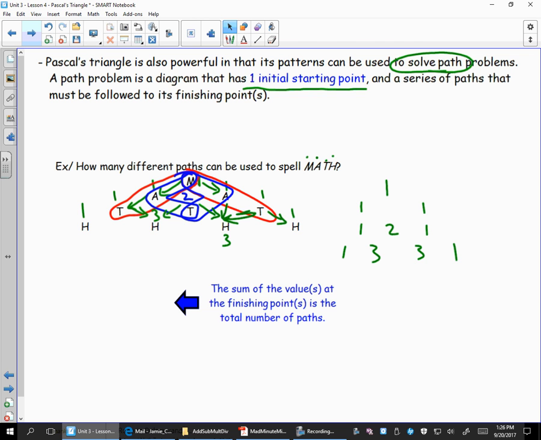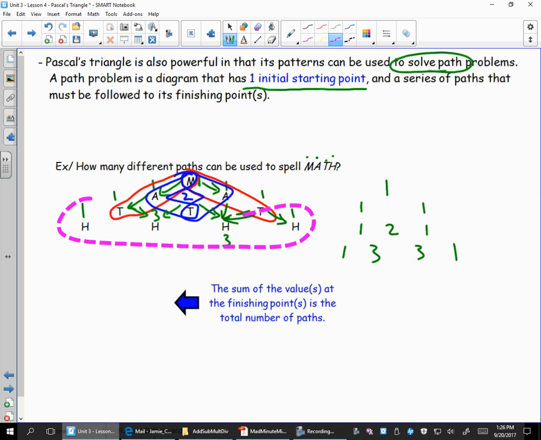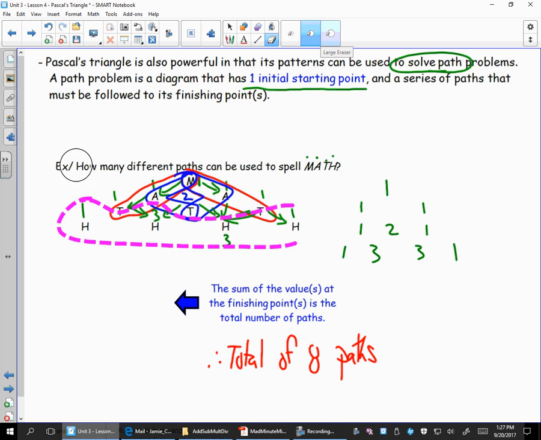So in other words, in this case, I need to add up these numbers. So I'll get total paths: 1 plus 3 plus 3 plus 1. That gives me a total of 8 paths. That's spell math. Okay, now notice I do want to point out, I'm going to erase all this color stuff here, it's hard to tell.